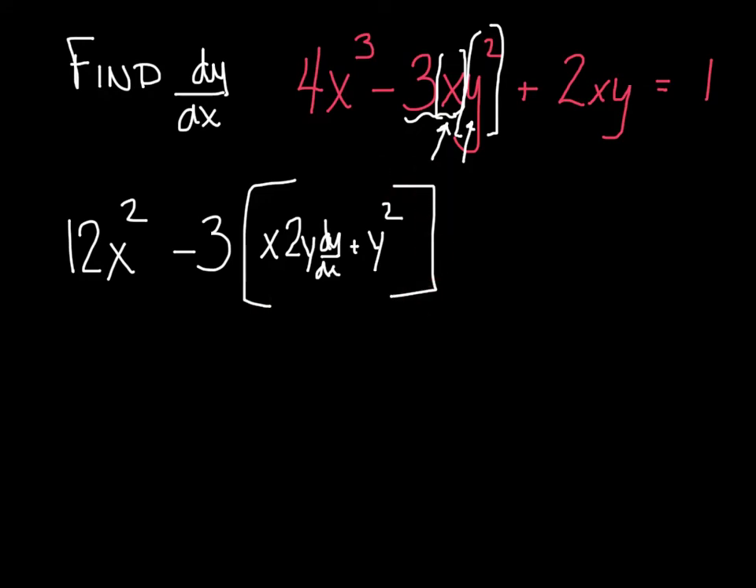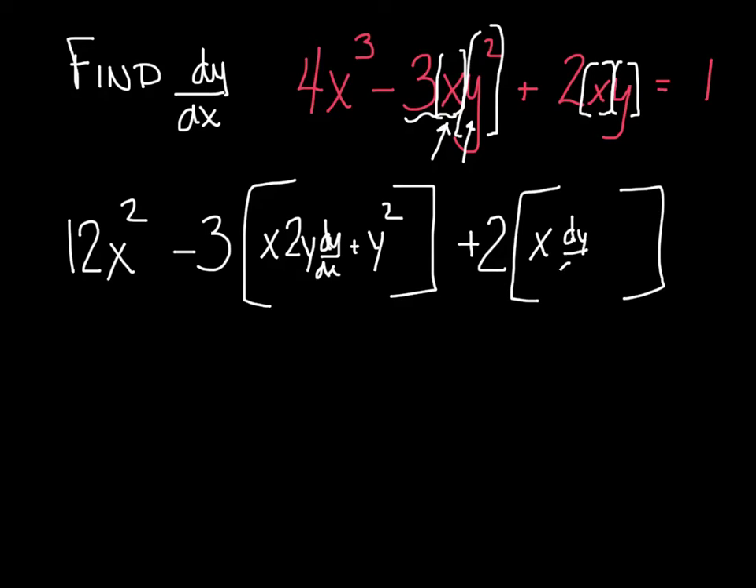Okay? Plus, I have 2xy. Again, that's x times y. The product rule is between two variables. So what am I going to do with that 2? Well, I'm going to leave that plus 2 out front and bracket in my product rule. So I'm going first, the derivative of y is dy/dx, plus the second times the derivative of the first, equals the derivative of 1 is 0.